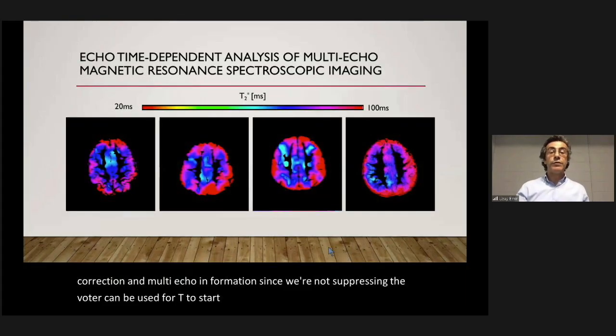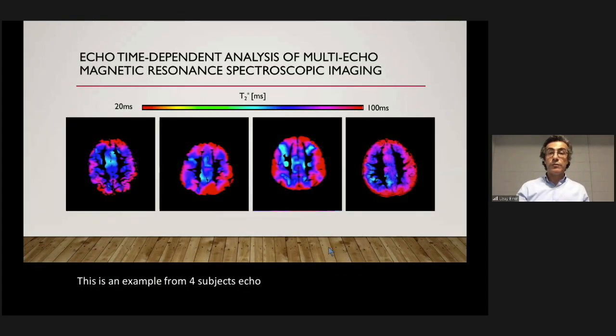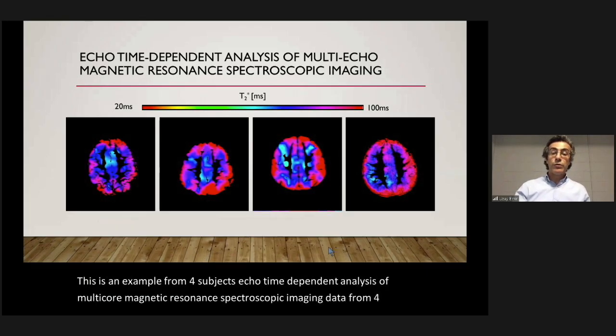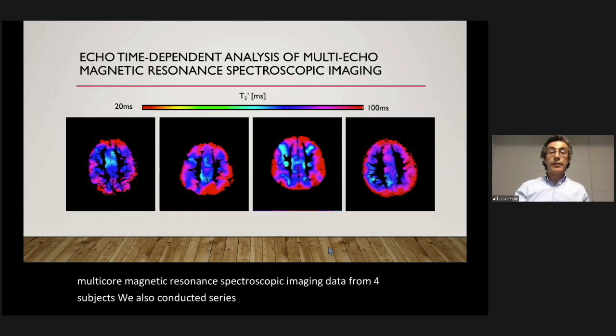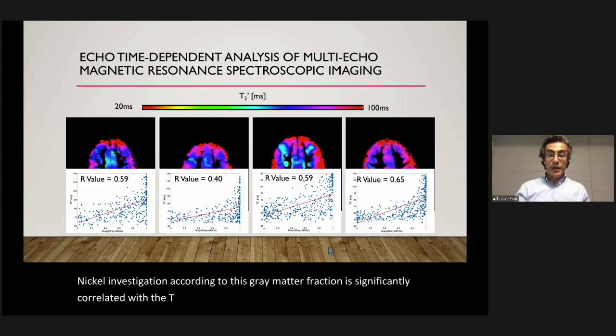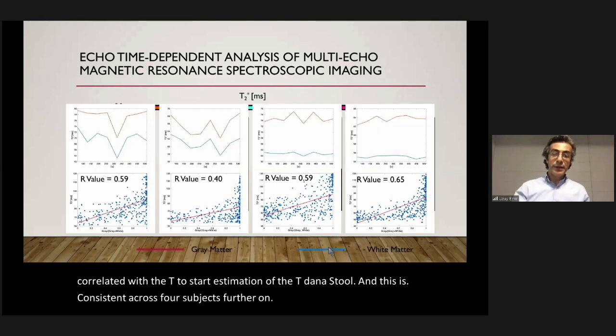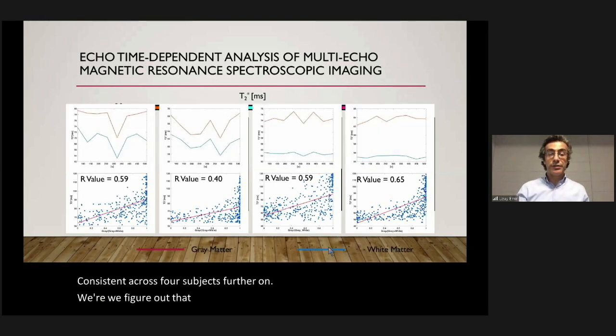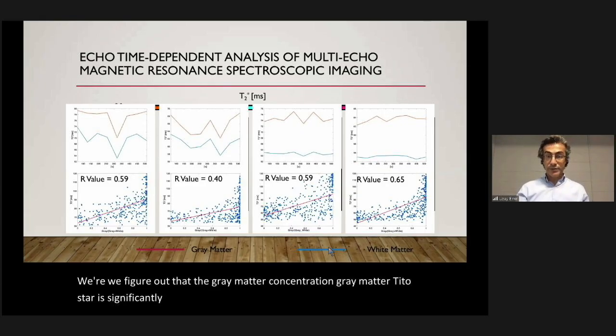This is an example from 4 subjects, echo time dependent analysis of multi-echo magnetic resonance spectroscopic imaging data. We also conducted a series of anatomical investigations. According to this, gray matter fraction is significantly correlated with the T2 star estimation of the Dehghani tool, and this is consistent across the 4 subjects. Further on, we found that gray matter T2 star is significantly higher compared to white matter T2 star, which is in line with the literature as well.